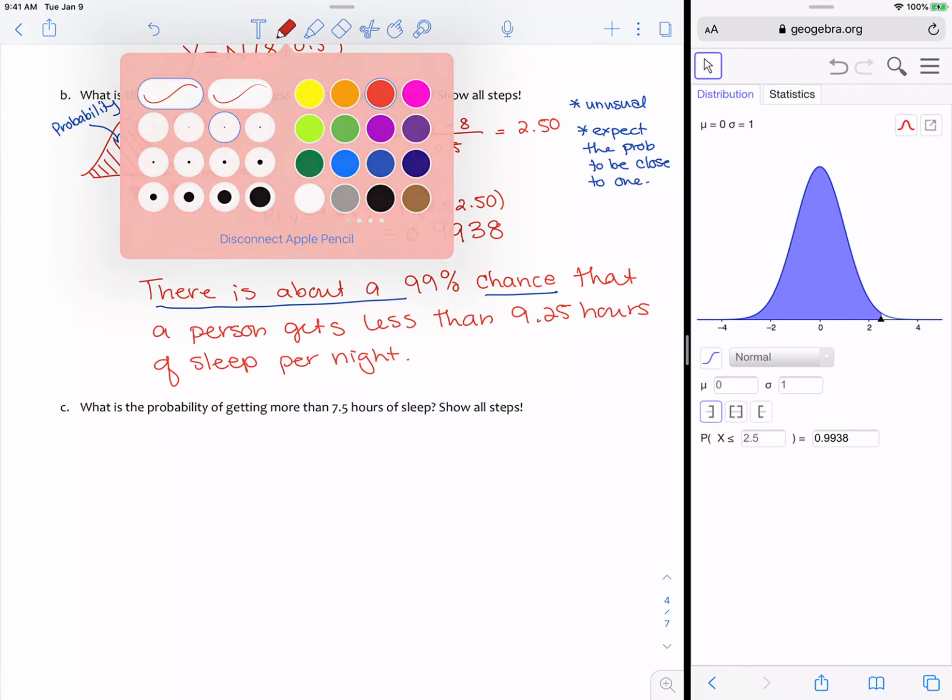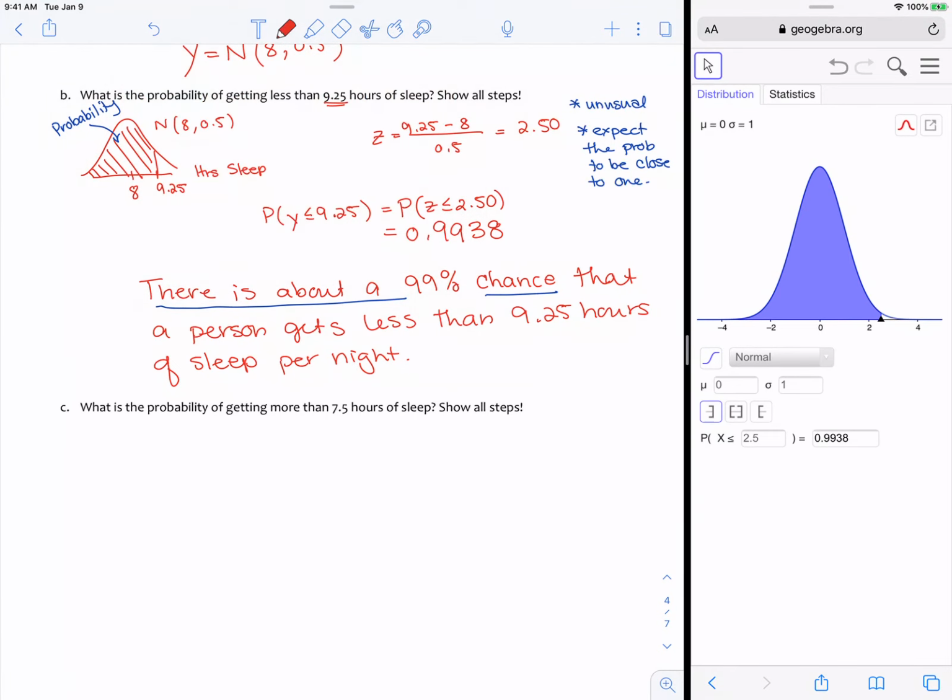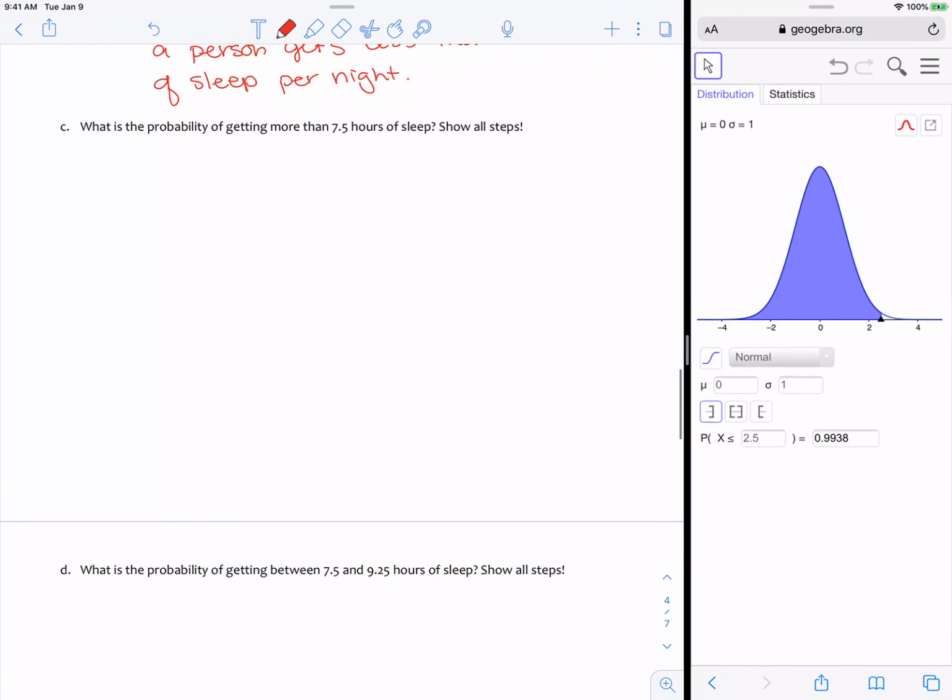All right, so now we have another one. What is the probability of getting more than 7.5 hours of sleep? And we also want to show all steps. So this is still in the same context. You'll notice we'll have one starting context, and then we can do a whole bunch of questions related to it. So we're still talking about hours of sleep. There we go. And we're going to do a quick sketch of the probability distribution.